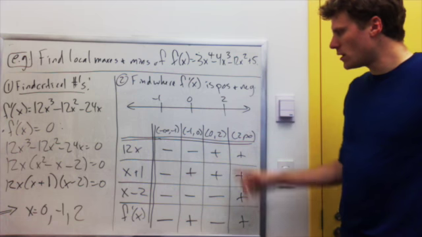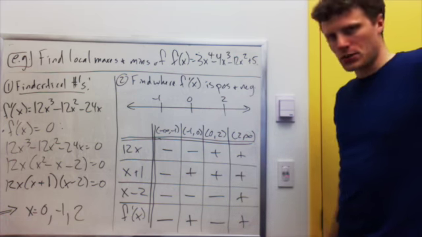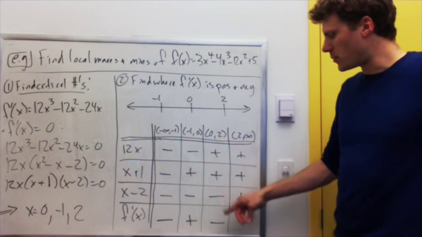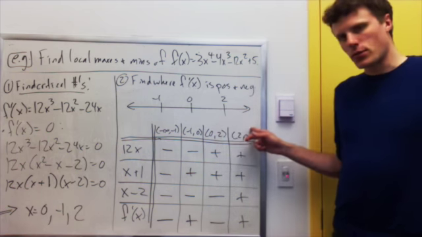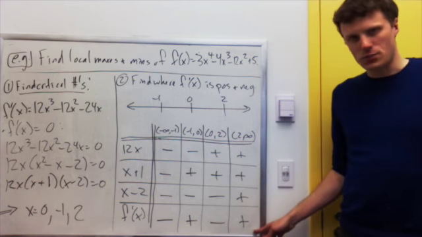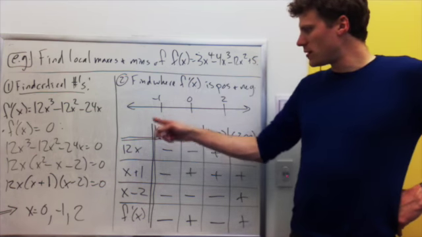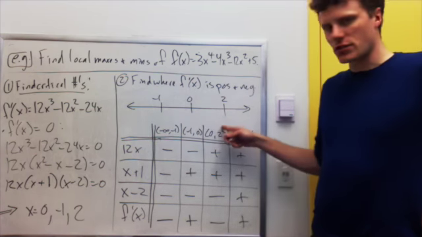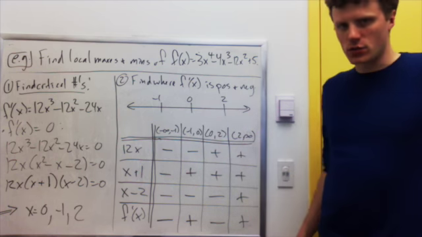From 0 to 2, the first factor is always positive, the second factor is positive, but the third factor is negative. So plus times minus gives me negative. The derivative is negative on the third interval. On the fourth interval, from 2 to infinity, each of the factors is always positive, so the product is positive. So the derivative is negative from negative infinity to -1 and from 0 to 2, and it's positive from -1 to 0 and from 2 to infinity.